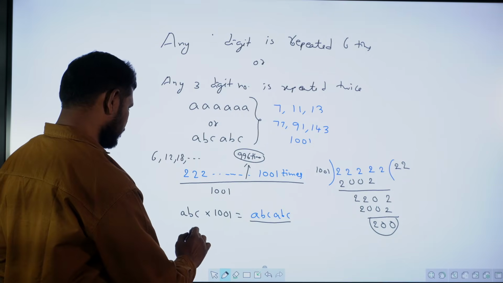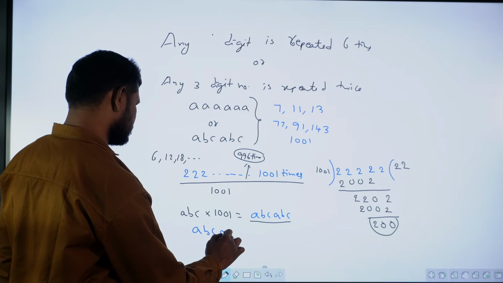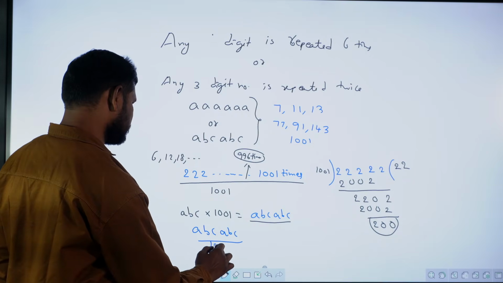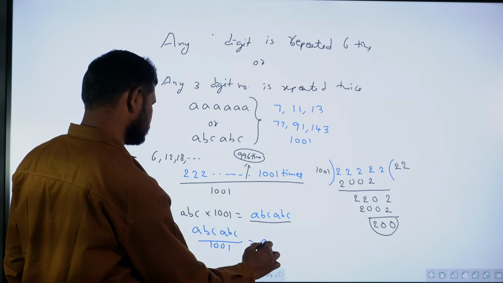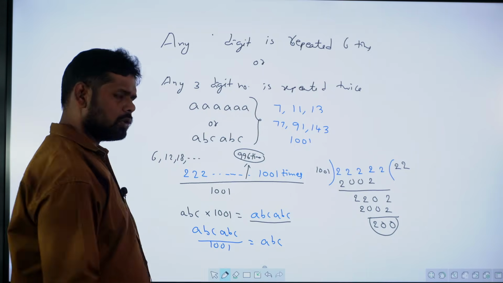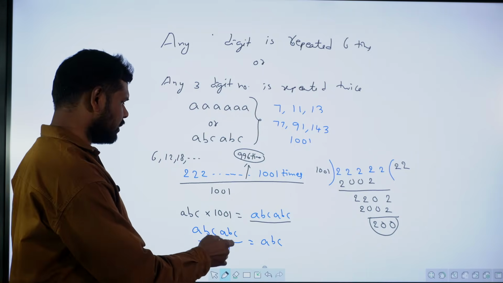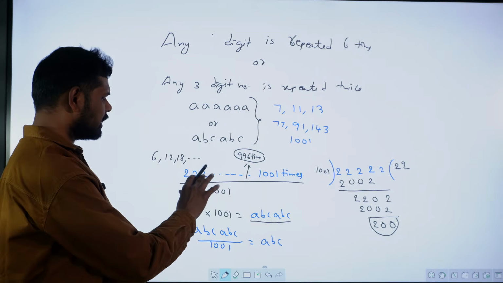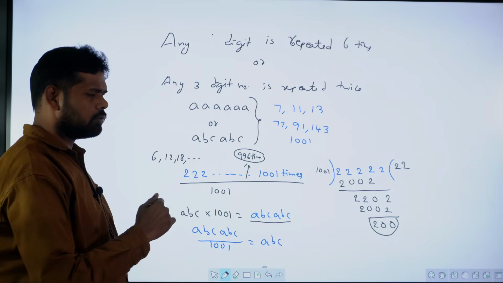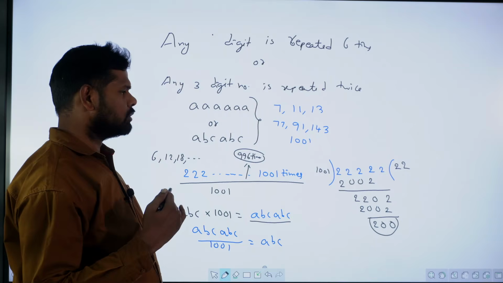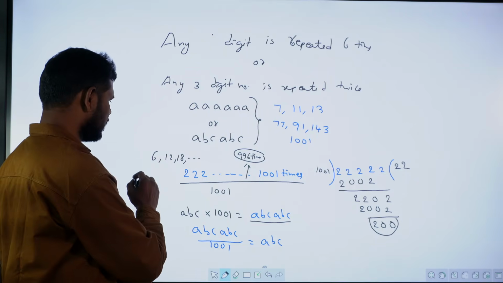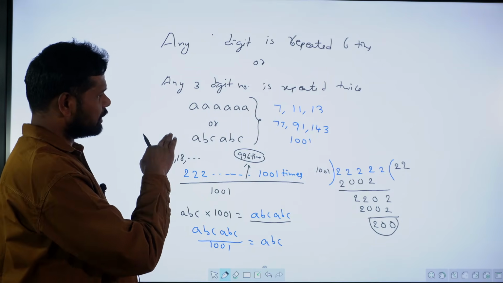Or ABC, ABC is divided by 1001. What is the resultant? A, B, C. So many ways are there, the questions may be framed. Based on that framing of the questions, we analyze and give the best answer. This is also one type of framing the questions in this concept.